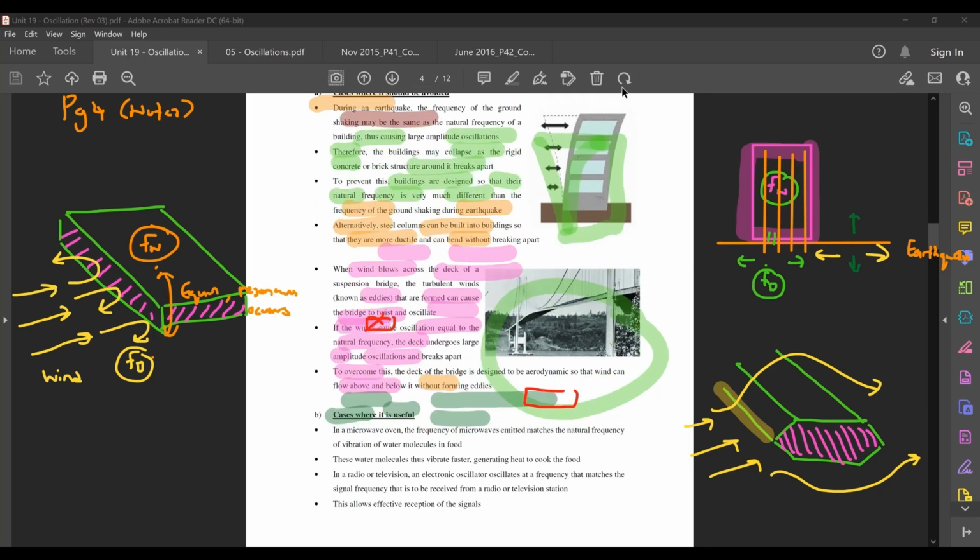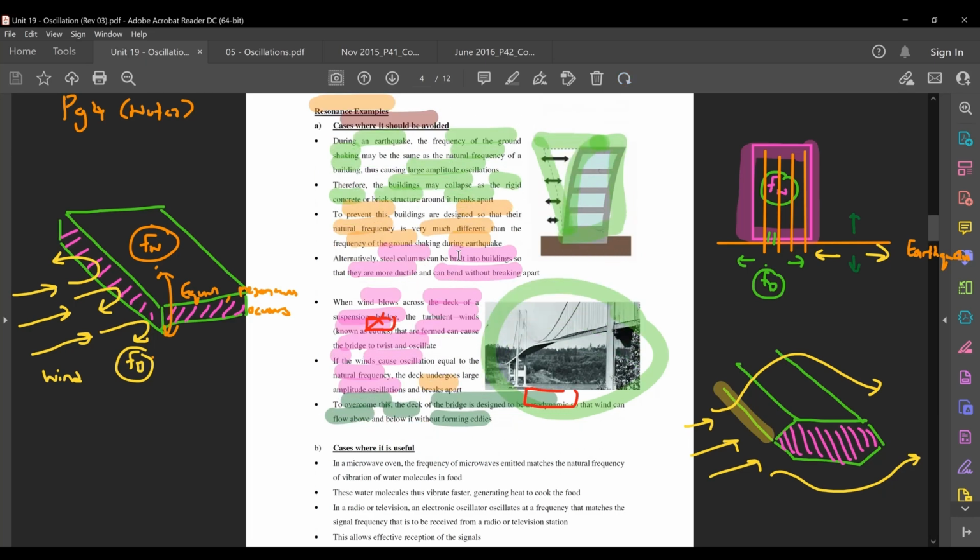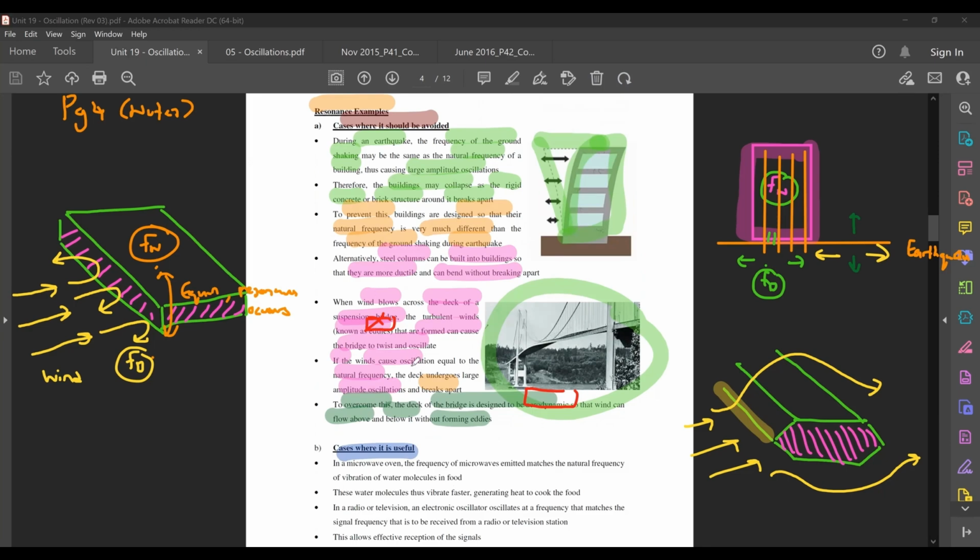Okay, so whatever I just mentioned here are cases where resonance is actually not useful and should be avoided. There are also cases where resonance is useful. You need to know one or two examples where resonance is useful. The most obvious example would be your microwave oven. Your microwave oven is a useful example of resonance. So how does your microwave oven actually work?